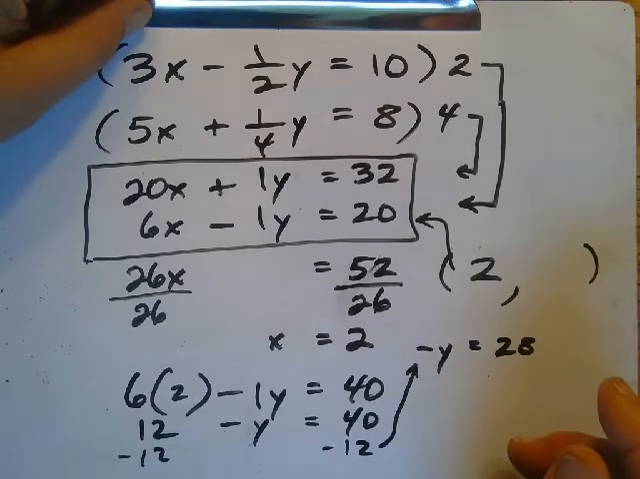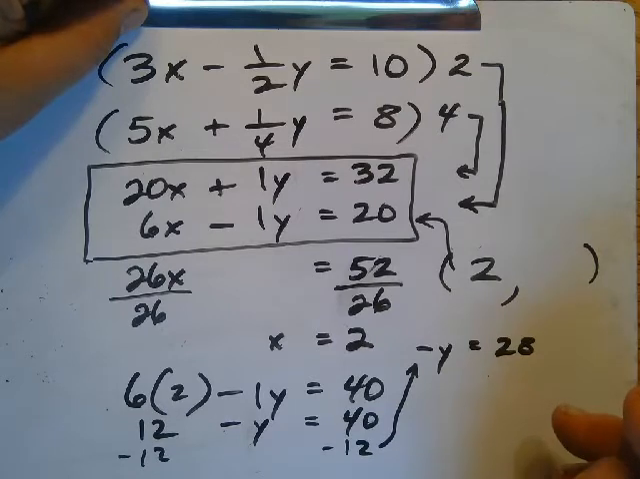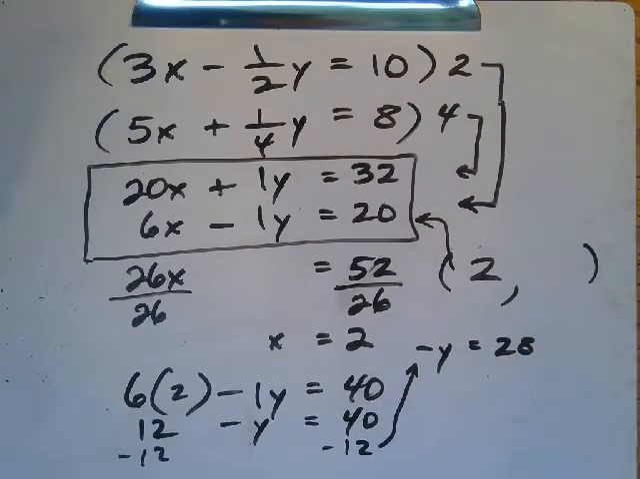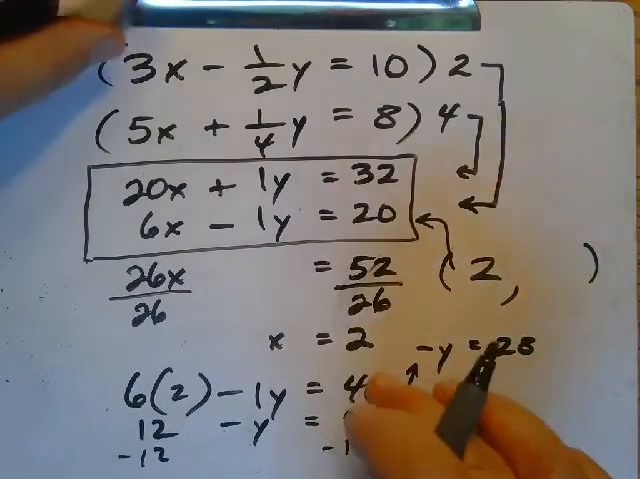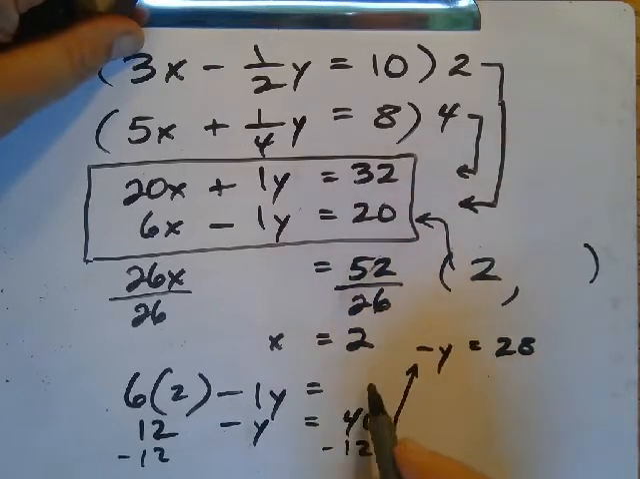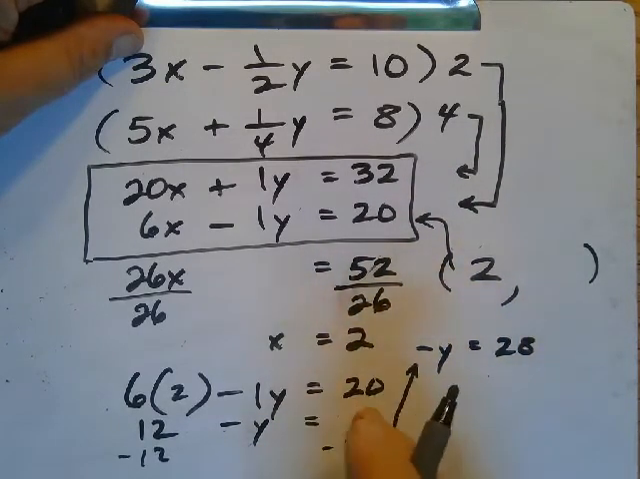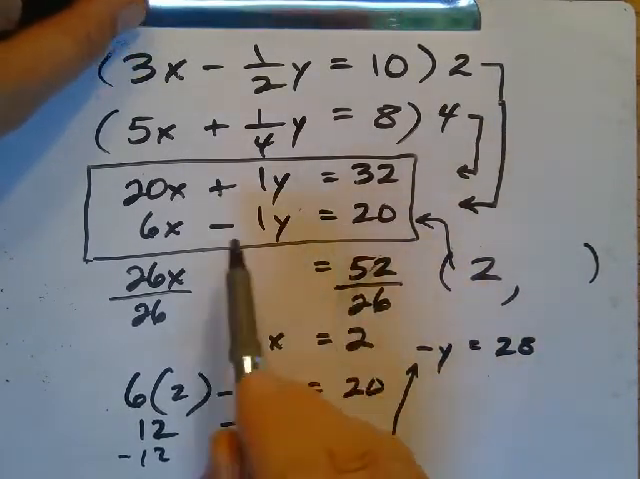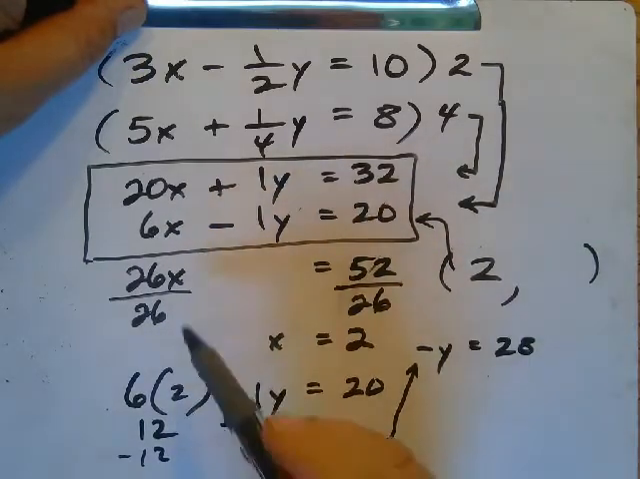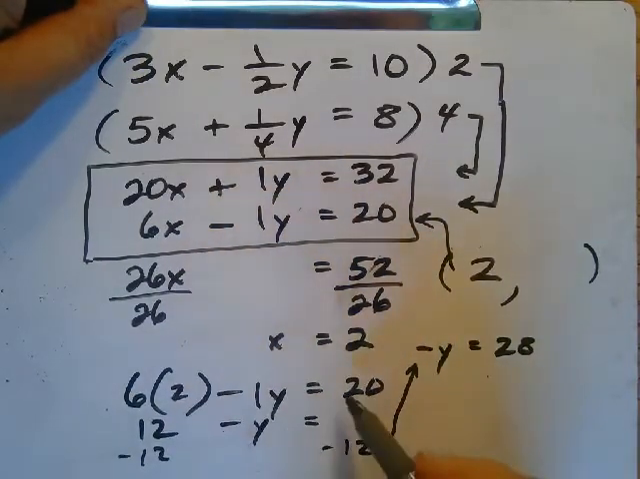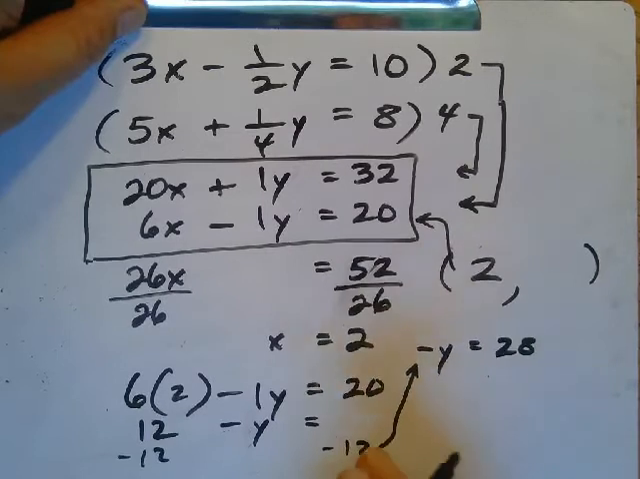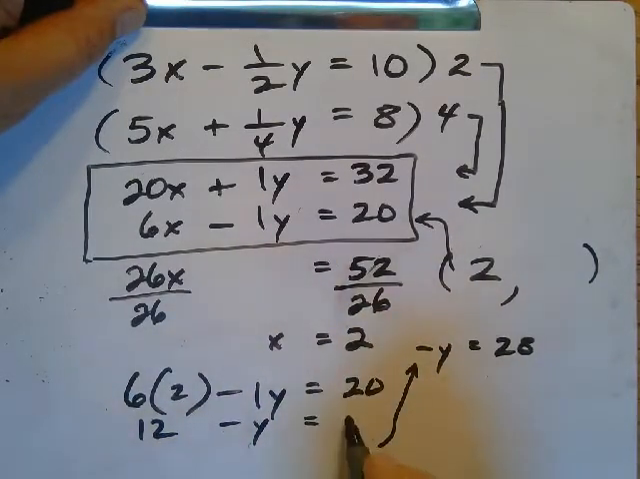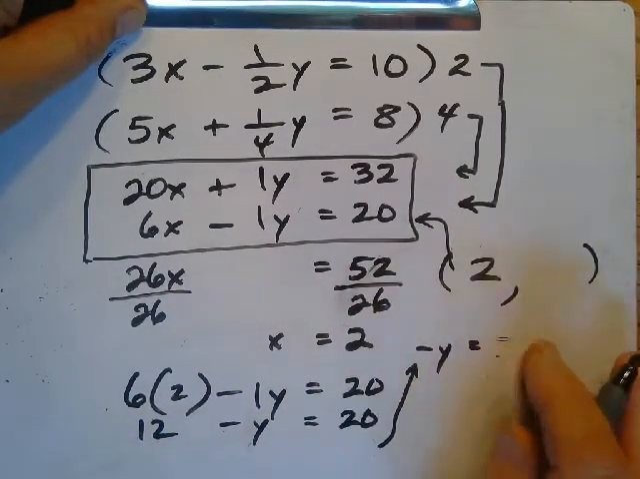Is that right? Oh, I'm not supposed to be multiplying here. I've lost my mind here for a minute. This is supposed to be a 20 still. I wasn't multiplying by 2. I was simply plugging the 2 in here. So 6 times 2 minus y equals 20. All right, some of you probably saw that and go, what, he's losing his mind. Yeah, okay. So this is 20.